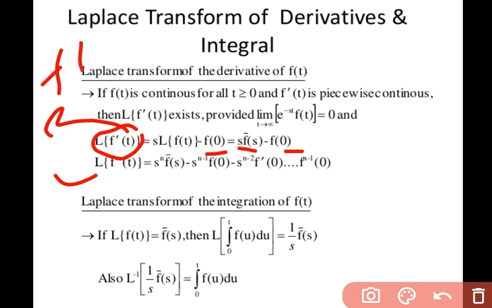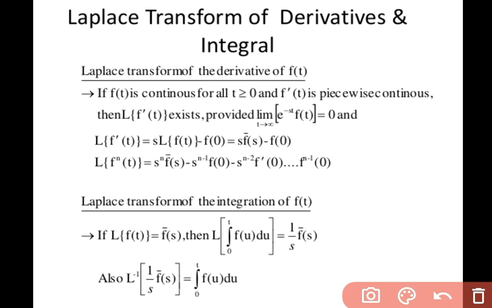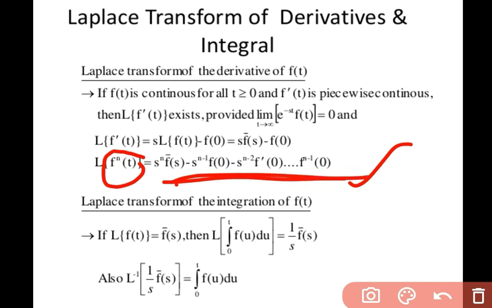f^(n)(t) is nothing but the derivative of f(t), which was discussed earlier. So f'(t) is the derivative of f(t). Similarly, f^(n)(t) is the nth derivative of f(t). So the Laplace transform of the nth derivative of f(t) is equal to this much. Laplace transform of the integration of f(t) is the following.